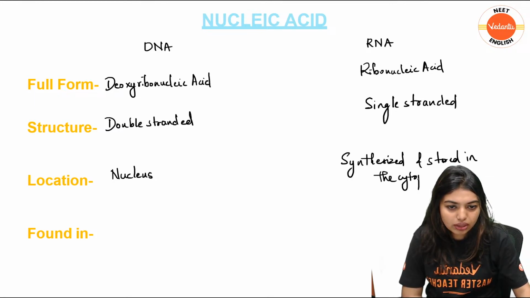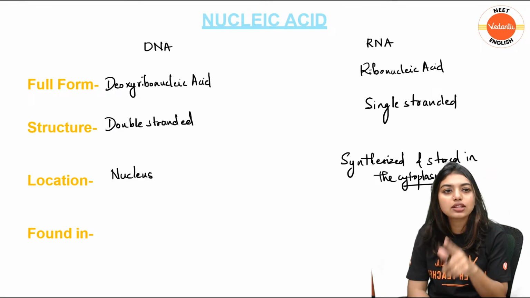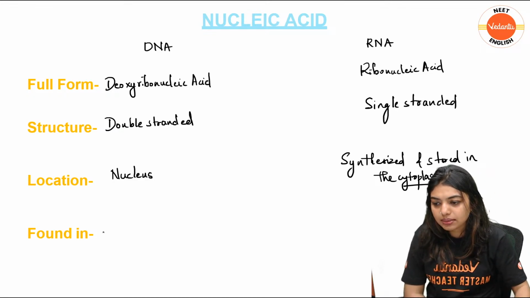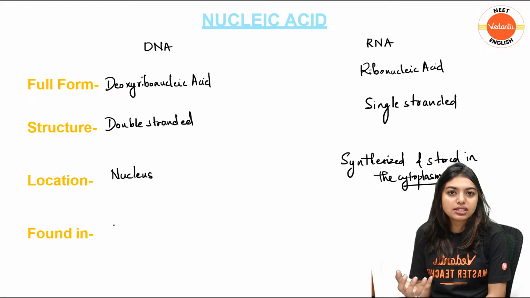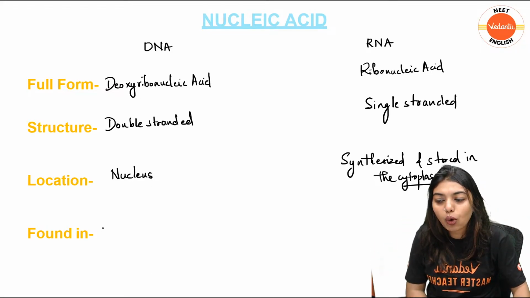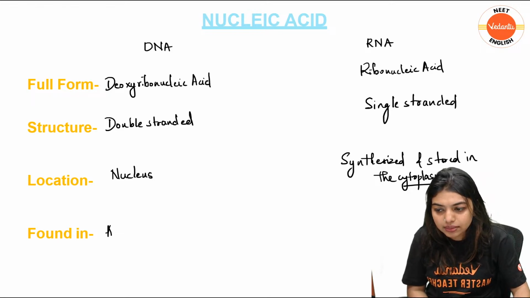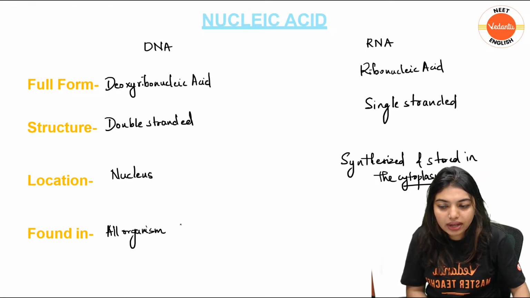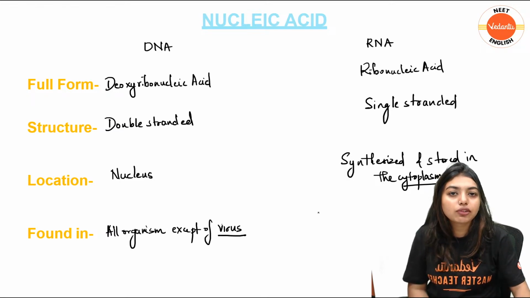Synthesized and stored in the cytoplasm. Important, it is synthesized and stored in the cytoplasm. Okay, students, what are they telling about? Found in where and where? DNA is a genetic material in what? In almost all the organisms. Almost all the organisms. Okay, except for virus, right? Except for virus. Definitely a lot of exceptions are there, but just as of now we will only write virus.